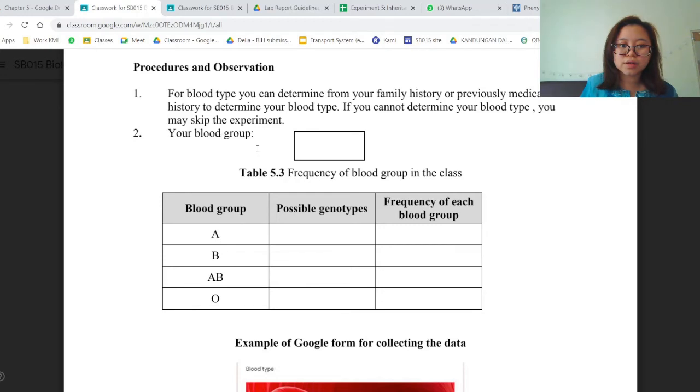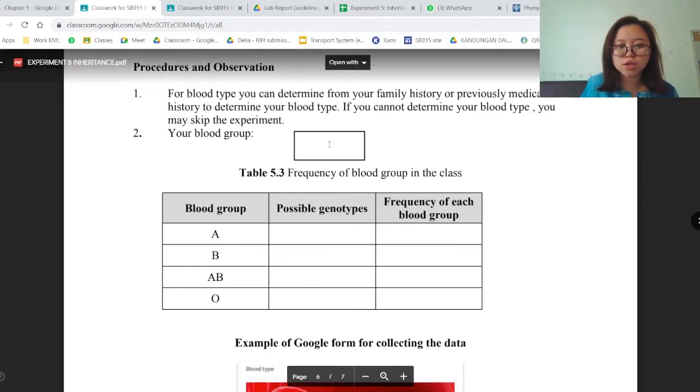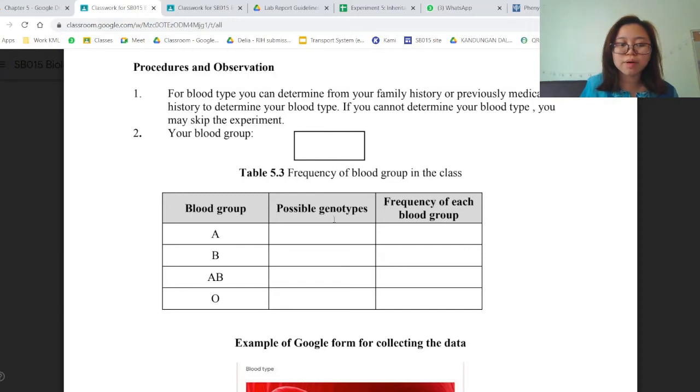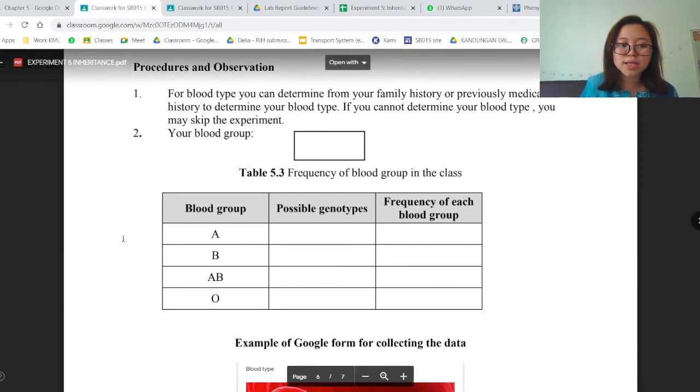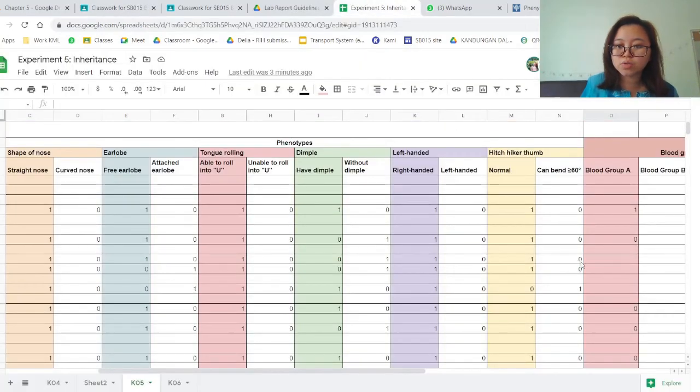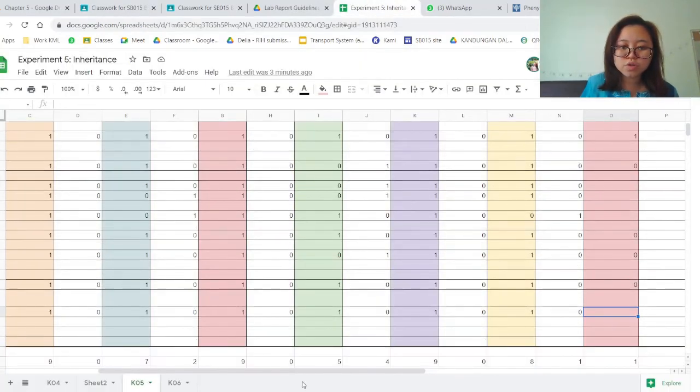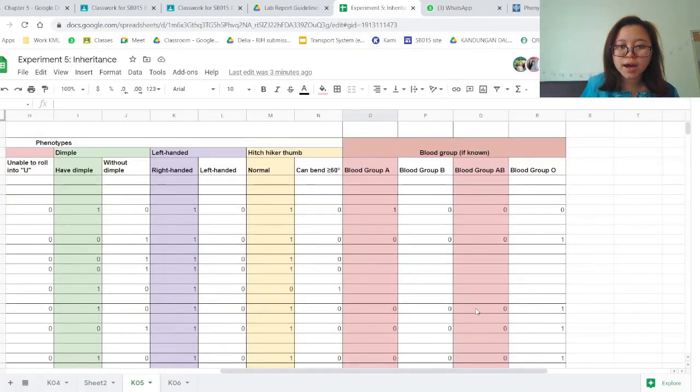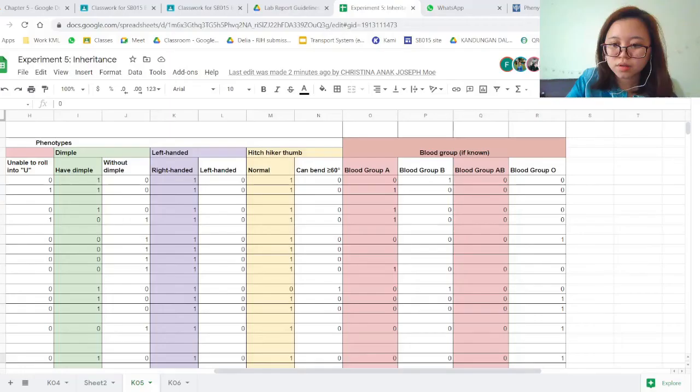Alright. Your blood group, ini kamu tidak payah salin lah ni kotak. Ni kotak sepatutnya untuk kamu tulis kamu punya blood group apa. Dan kamu cuma perlu salin table 5.3. Okay, so we'll go back to this Google Sheet, yeah? So for this Google Sheet, I go back to my name. I look at the blood group. I know I am blood group A.